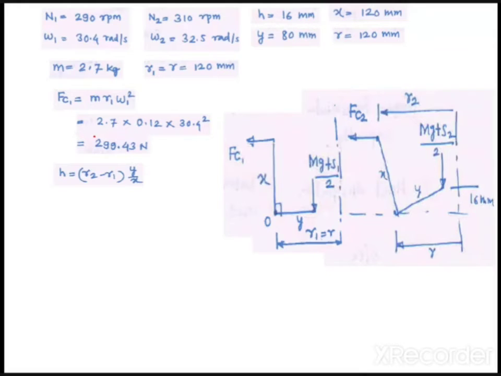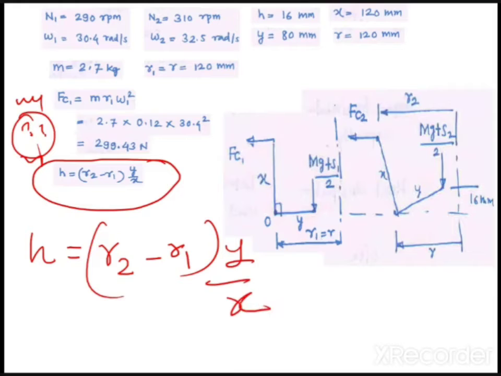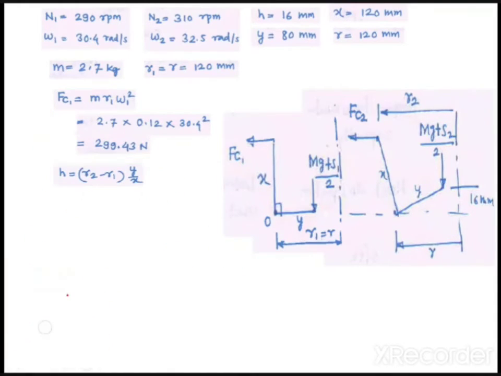Next, H2. What is the formula for H? This we have already derived. Remember this formula, even if you don't understand the derivation. H, that is the total slip, is always equal to R2 minus R1 into Y upon X. This is the formula which you have to always remember.